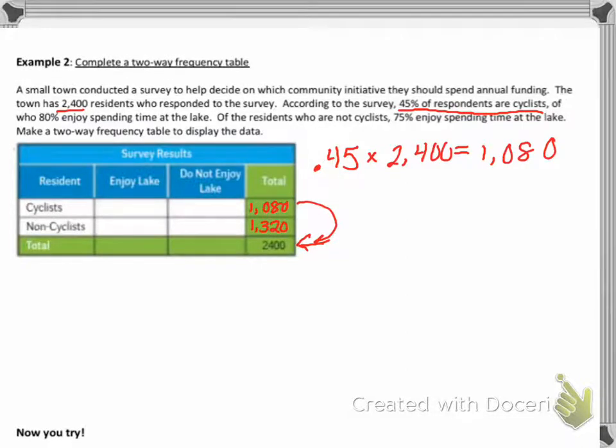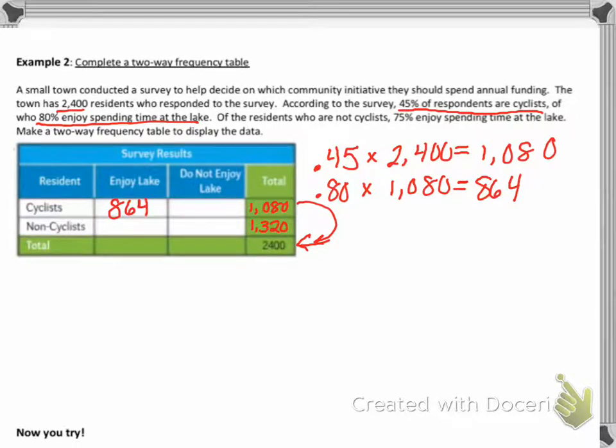So then it goes on to say, let's see, I lost my spot. So according to the survey, 45% of respondents are cyclists, okay. And of those cyclists, 80% enjoy spending time at the lake. So now I'm going to take 80% again. I'm going to change it to a decimal, so 0.80 or just 0.8. And I'm going to find 80% of 1,080. And that comes out to be, let's see, they spend time at the lake. So that's 864. And so I would put that in my chart here, 864.